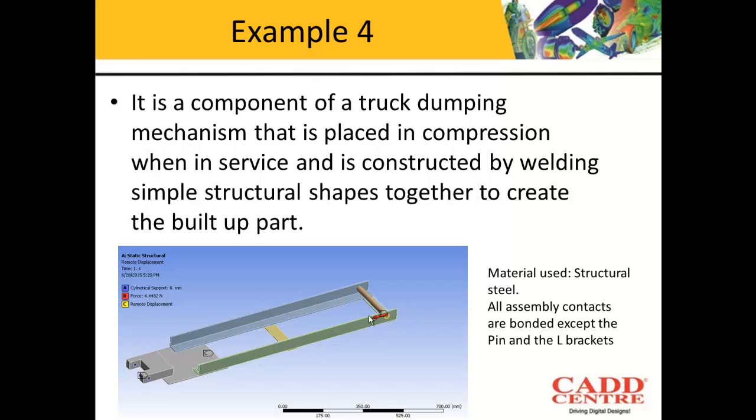The load acting on this design and the boundary conditions are mentioned over here in the image, and the material that we need to use for this assembly is structural steel. The assembly contacts that will be created in the assembly are all bonded contacts except the contact between the pin and the L brackets. Okay, so now we know what are the conditions in the assembly, we know what are the loads acting on the assemblies. So let us perform this analysis in Ansys Workbench.